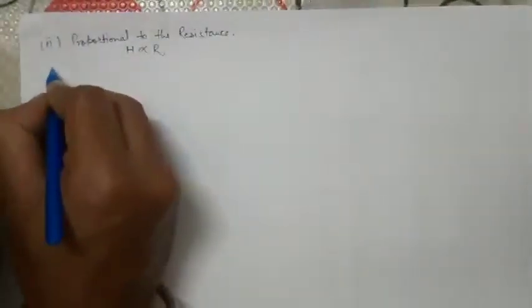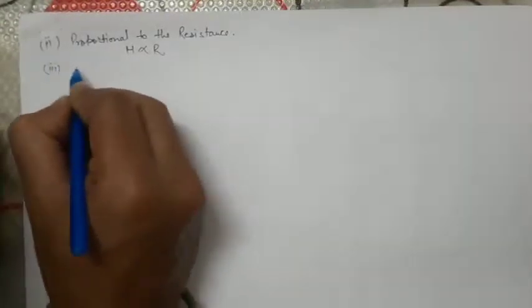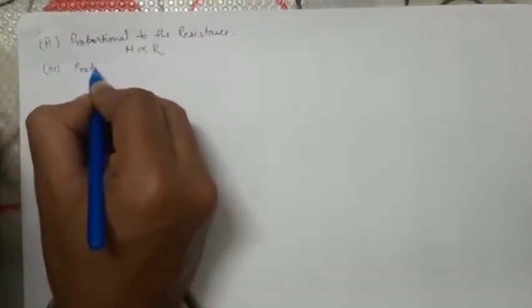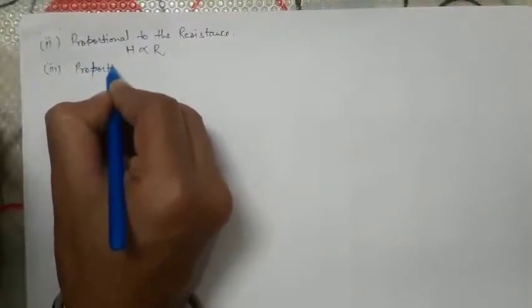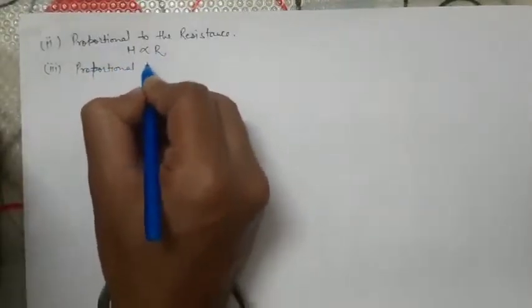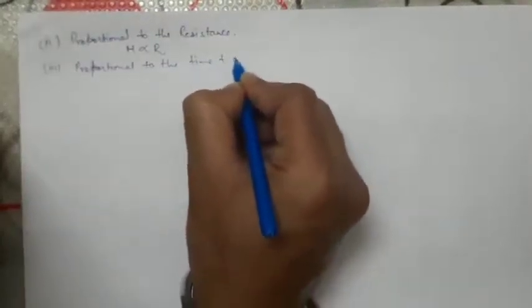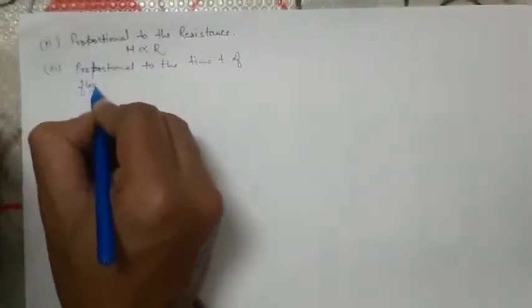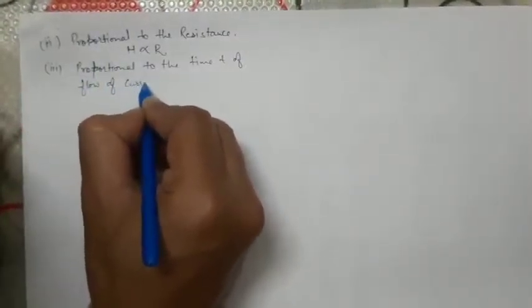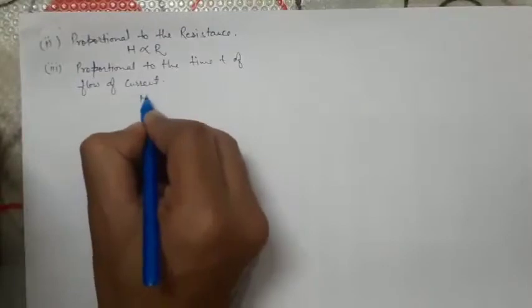Proportional to the resistance, that is H proportional to R. It is the second statement. And proportional to the time T of flow of current, H proportional to time T. These three are known as Joule's law of heating.